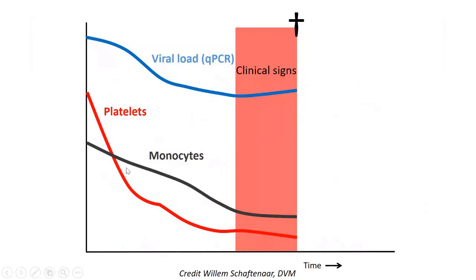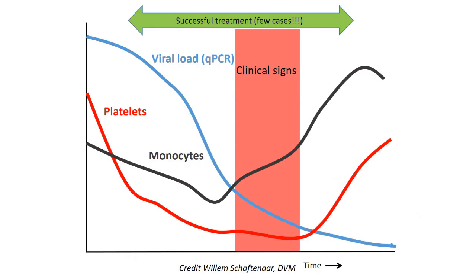During this period, when the viral load rises, platelets and monocytes start decreasing. Once clinical signs start, within 12 to 24 hours they die. So the suggestion is, once you find the platelets or monocytes decreasing, start treatment.